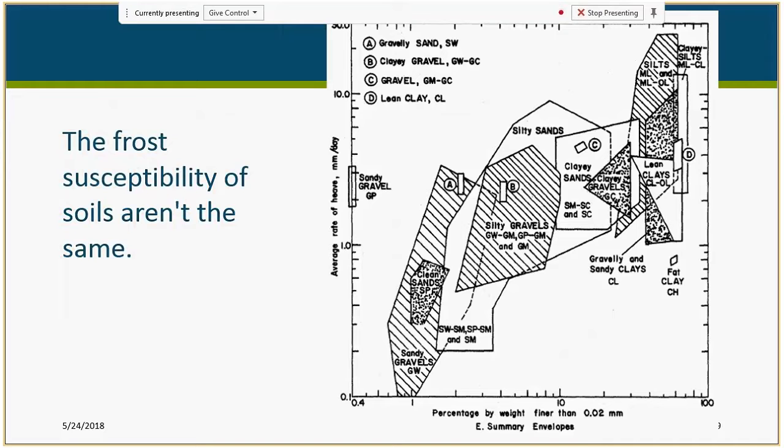And you can see that the average heave is on the x-axis and the amount of silt particles is on the y-axis. And you can see that where it's almost all silt materials, you have the highest heave. And down on the other side, where you have much less silt material, you have your lowest heave per amount.